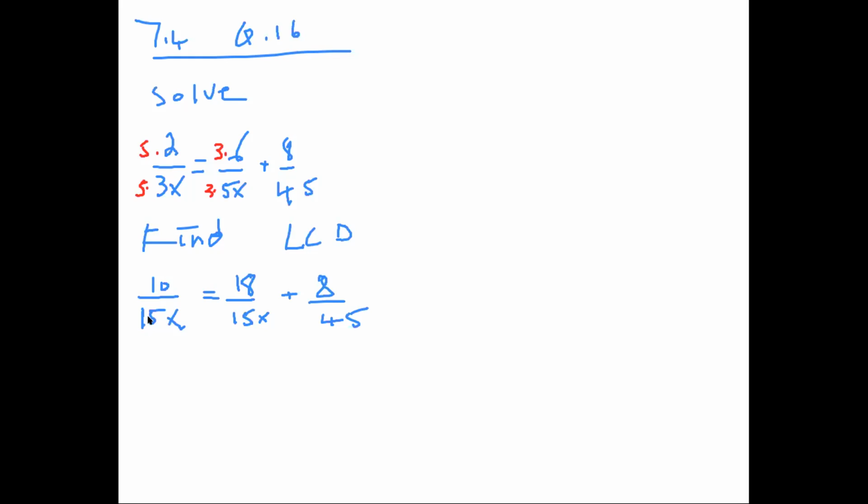So we have to multiply this one until we have 45, 15, and 15. To make them the same, we need 3 here, 3. That way, we will have 45, 45.